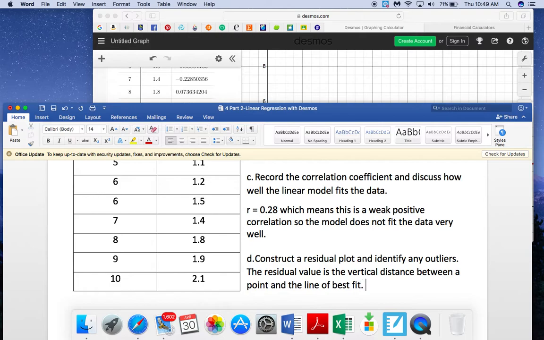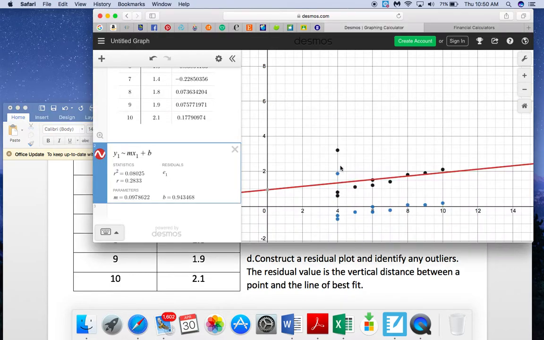That's a very non-technical definition of residual value, but if you look back at your graph, notice that, for example, with this outlier point, if you look at the vertical distance between that point and the line of best fit, and then you look at its residual dot, that point is the same distance away from the x-axis. So that's what we mean by residual value.